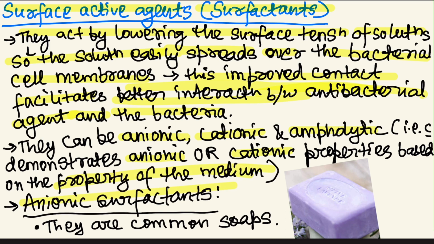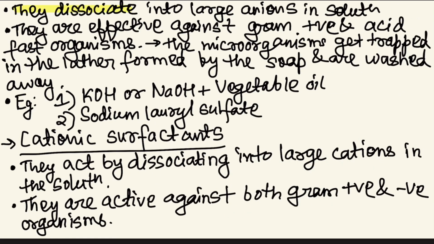Coming to the anionic surfactants, they are basically the common soaps which are used. They dissociate into large anions in the solution, and they are effective against gram-positive bacteria and acid-fast organisms. The microorganisms usually get trapped in the lather formed by the soap, and then they are washed away. Examples of anionic surfactants include potassium hydroxide or sodium hydroxide plus vegetable oil, and then we have sodium lauryl sulfate.